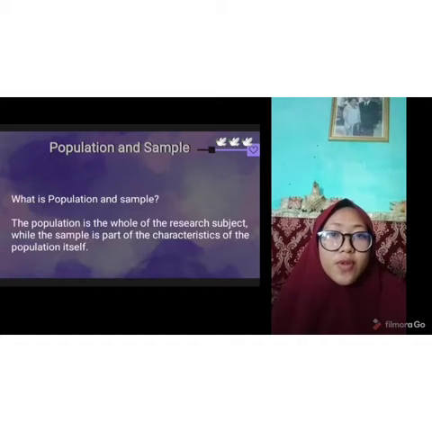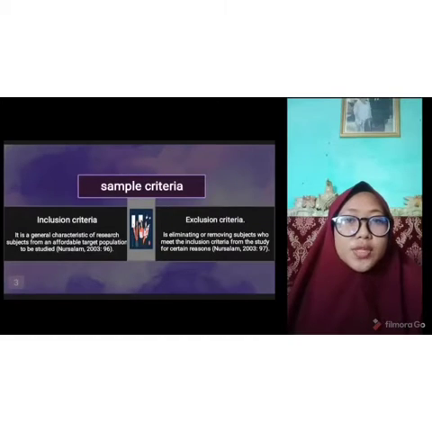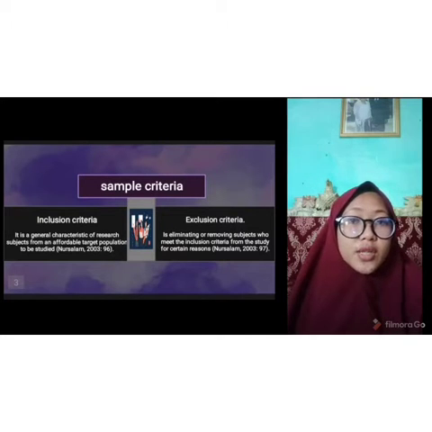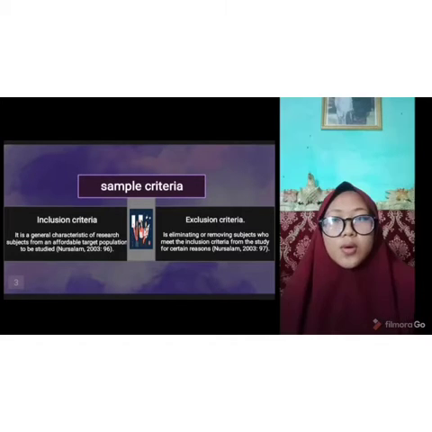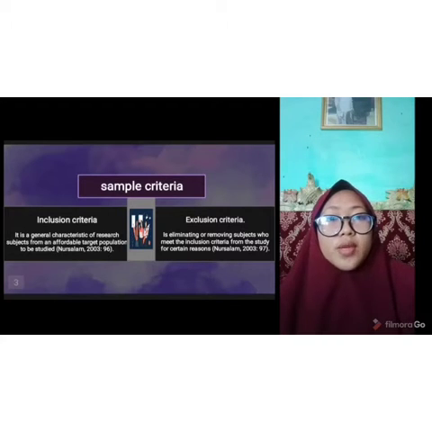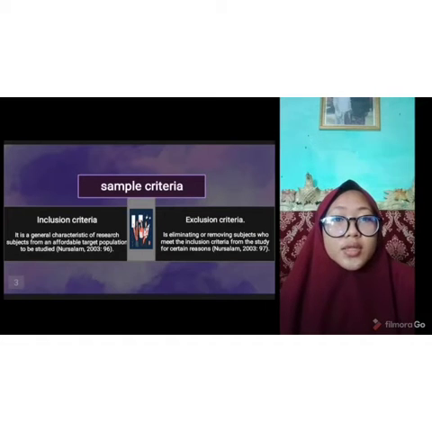In other words, population and sample are two things that are interrelated and inseparable. Continue to the sample criteria. There are two types of sample criteria, namely inclusion criteria and exclusion criteria. Inclusion criteria is the general characteristic of the research subject from an affordable target population to be studied. Exclusion criteria is eliminating or removing subjects who meet the inclusion criteria from the study for certain reasons.